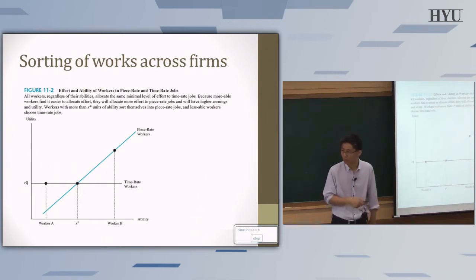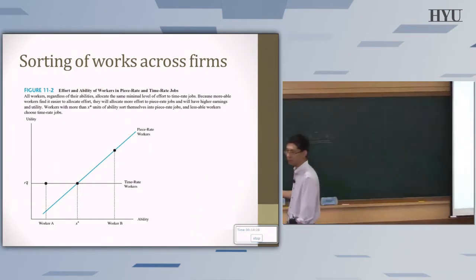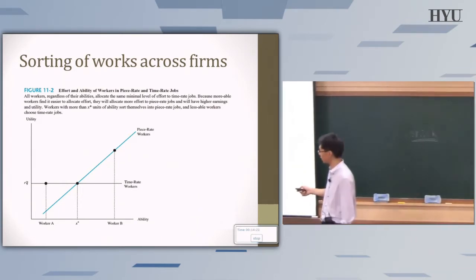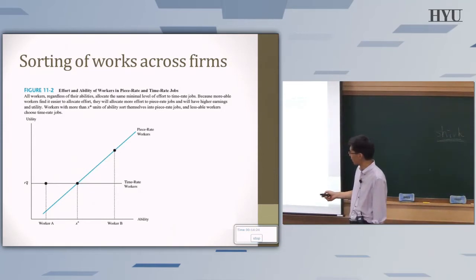So everyone will be paid the same rate if you're on the time rate. But if you're on a piece rate, as you have seen in the previous diagram, basically, the higher the ability, the higher the pay for piece rate workers. This is because they make more pieces. So if you're a worker A, which has relatively low ability, you prefer time rate. Higher ability prefers piece rate.